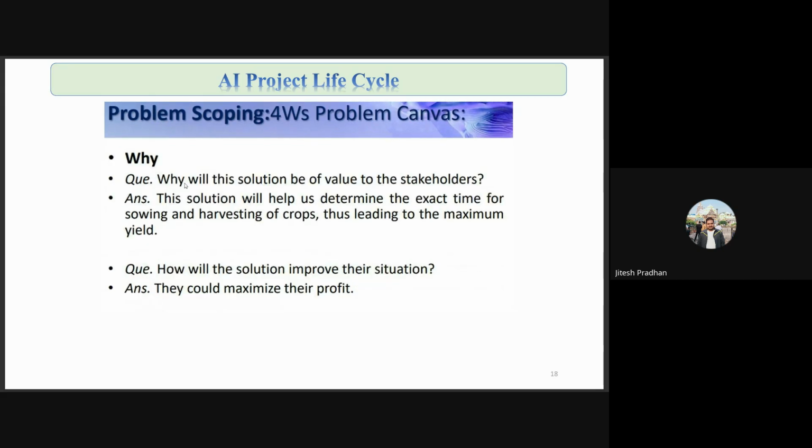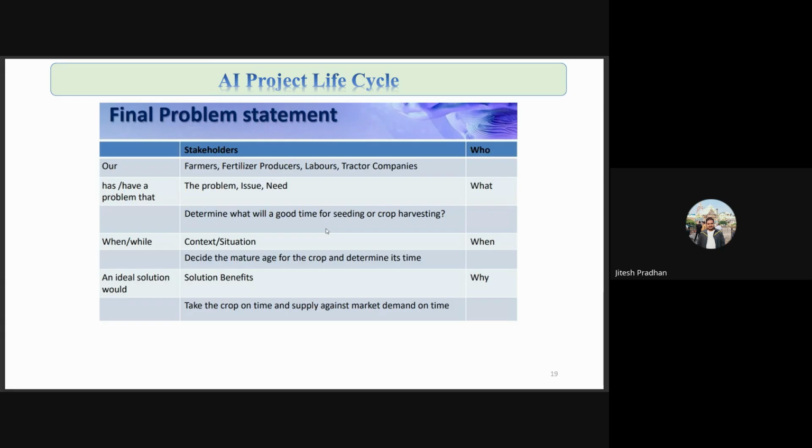Now it answers why this solution will be valuable to the stakeholders. If we can find out the best time for seeding and the best time for harvesting, then it will give you the maximum crop yield. At the same time, if it gives the maximum yield, the profit will be maximum. That's why our solution will benefit the stakeholders. These are the 4 W's.